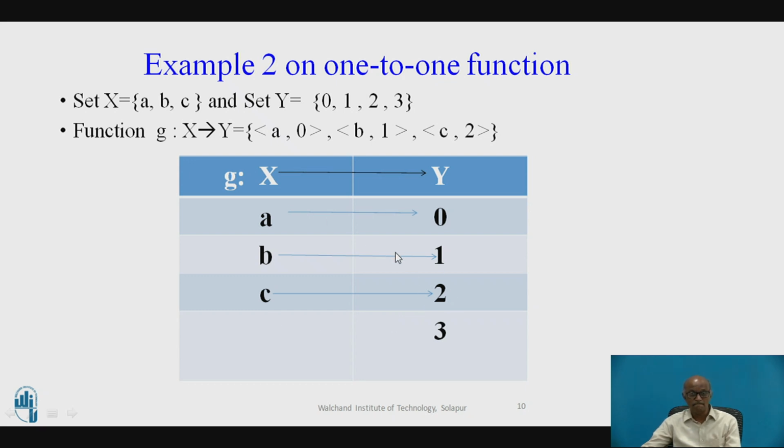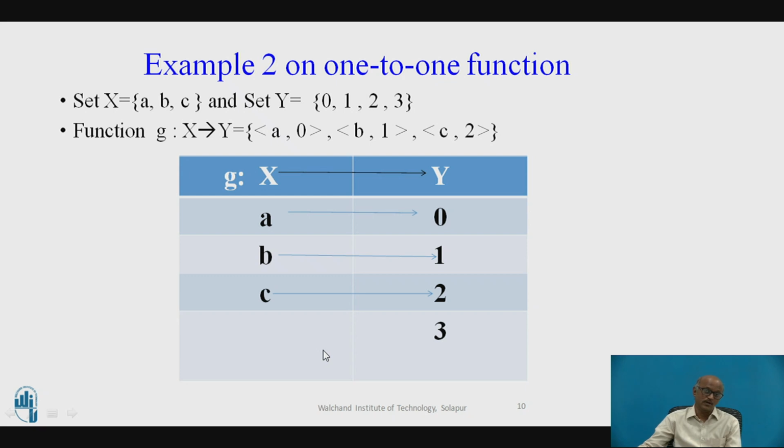First of all, is it a valid function? Yes. How? Because the domain of the function is equal to set x, that is, all the elements of set x are involved: a, b, c. And secondly, are all the elements having a unique value of y? Yes, the element a is mapped to 0 and it is not mapped again to any other value of y. So it is a unique mapping, and the domain of the function is also set x.